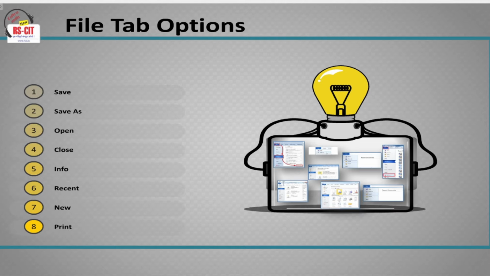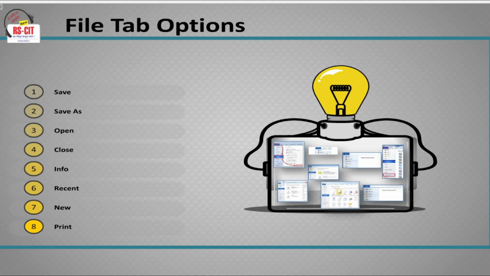Info. The Info button provides information about the current document you are working on. It also allows you to edit that information and also provides an option to protect your document by setting passwords. Recent. The Recent option allows you to reopen recently opened files. And it also has an option to pin the files which are frequently opened. New. The New button allows you to create a new document. It also has an option to create a document from the templates online which Office provides.